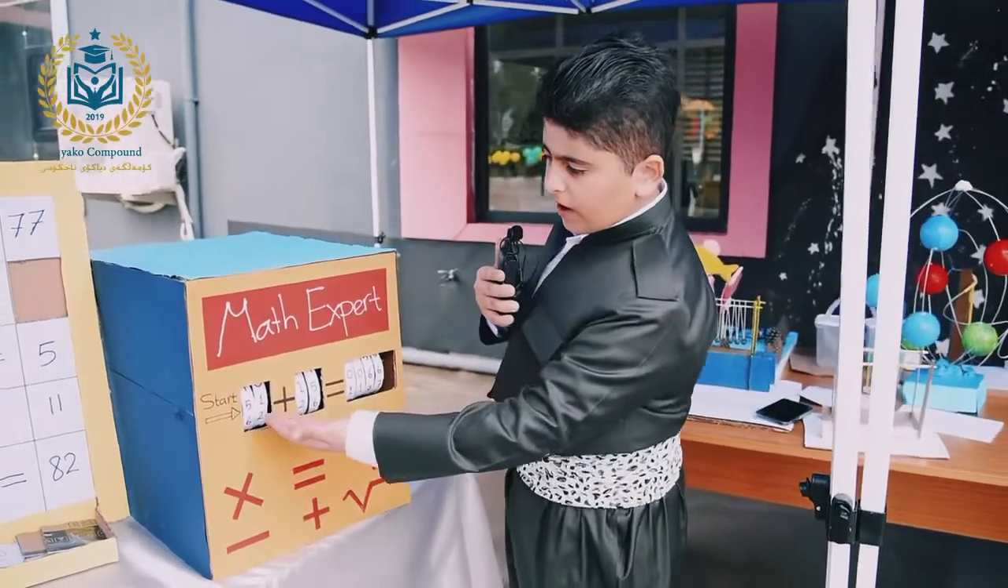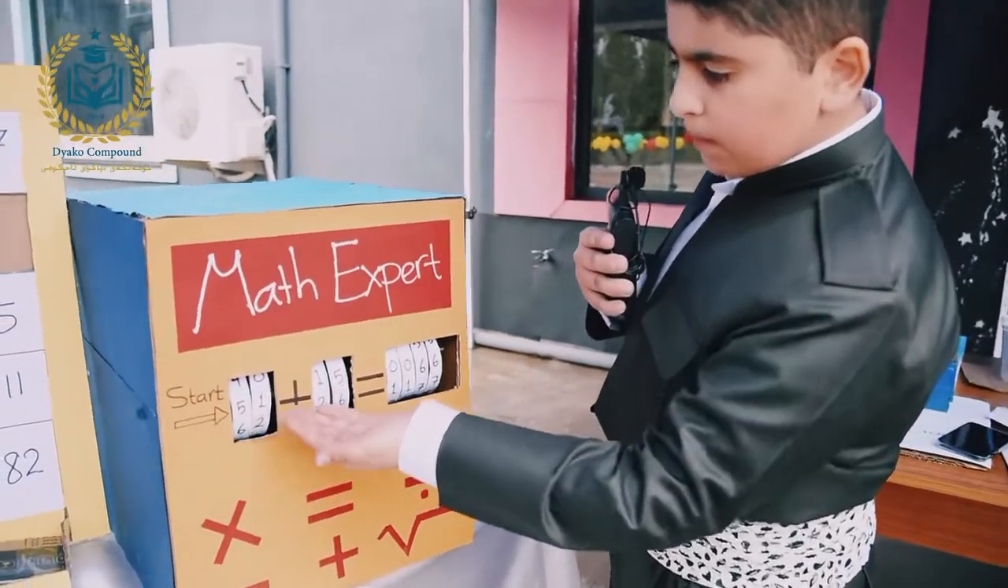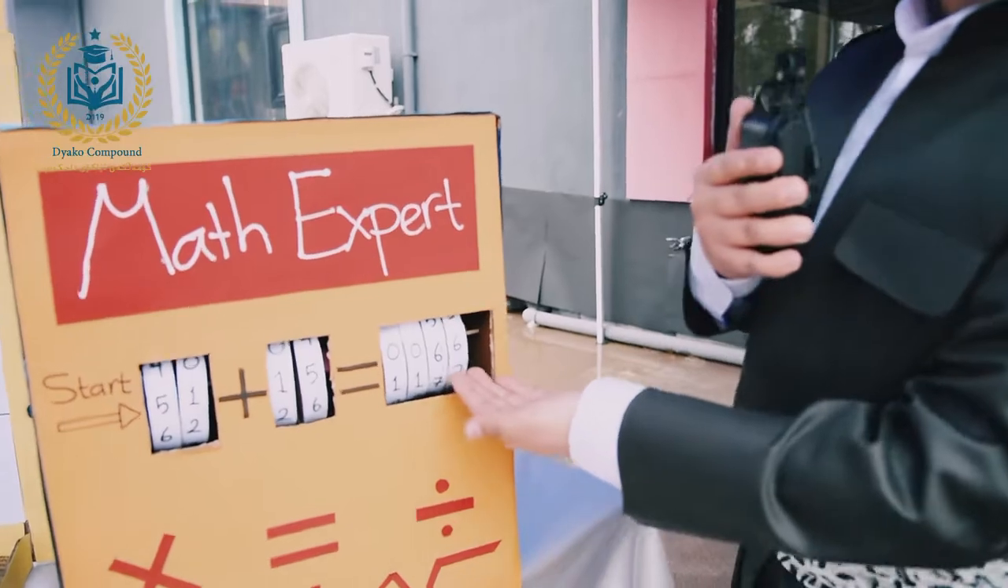I'm going to be talking about math experts. First, we have a 2-digit number plus another 2-digit number. For now, we have 51 plus 15 equals 66.